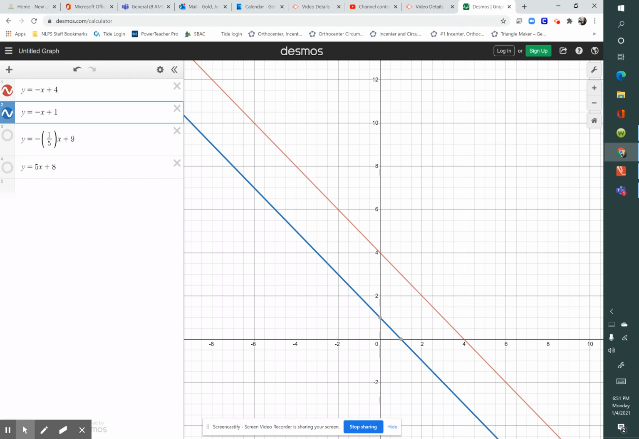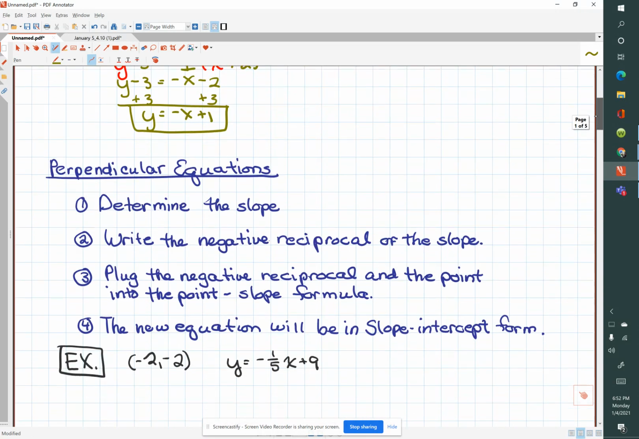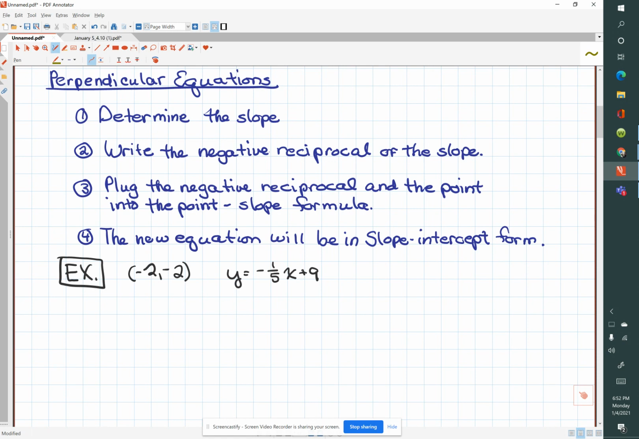So let's do an example with the perpendicular lines. So now we've got perpendicular equations. Again, let's review what the directions are, what the strategy is going to be. We will first determine the slope. Okay, now here's where it changes. When we're asked to write a perpendicular line, we need to take the slope that we're given in step 1, or that we determine in step 1, and we need to find the negative reciprocal. So that's that extra step.